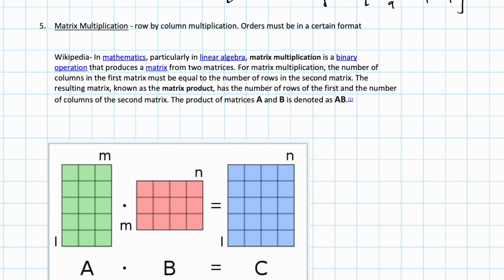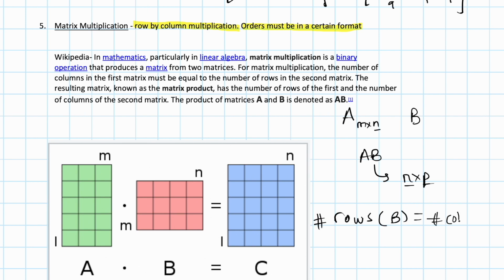Now let's move on to matrix multiplication. Matrix multiplication, in very simple terms, is just row by column multiplication. And the orders must be in a certain format. What format am I talking about? Say A is an m cross n matrix and B is another matrix. Then for the product AB to make sense, B must have order n cross p. p can be any number, but n must be the same. So what am I saying here? I'm saying that the number of rows of B is equal to the number of columns of A for this matrix multiplication to be possible.